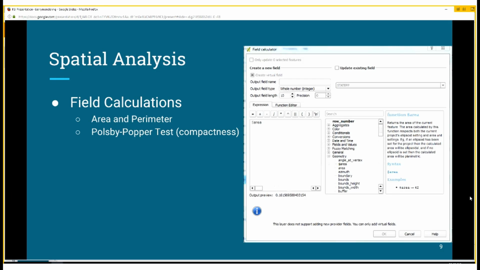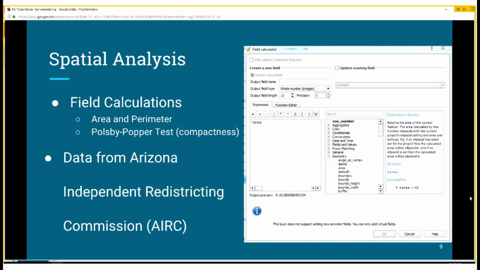So I went down to geometry and then hit area and perimeter for each of my congressional districts. And then once I got those area and perimeter values, I was able to find the compactness scores of those redesigned districts through the use of the Paulson-Popper test. And the Paulson-Popper test is the main compactness test for congressional districts. Once I obtained all of the compactness scores for my redesigned Arizona districts, as well as all the competitive scores, I was able to go onto the ARC's website and pull competitiveness and compactness scores for their districts in order to later compare them to my results.